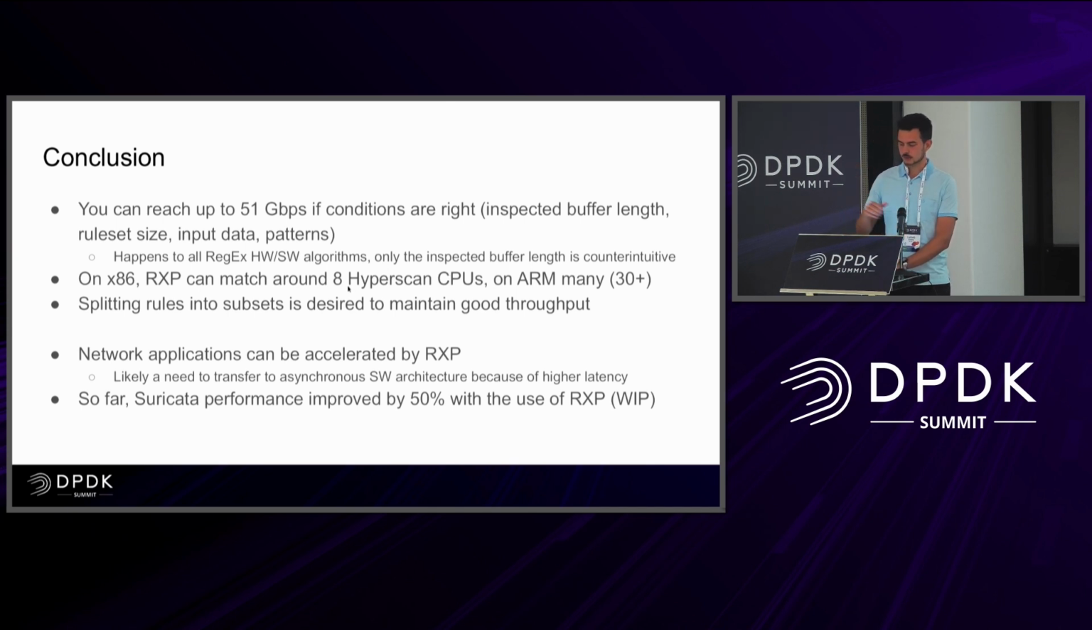So you need 8 Hyperscan cores, and on ARM, it's a very good choice for ARM applications, if you have any, to accelerate the operation especially on ARM.